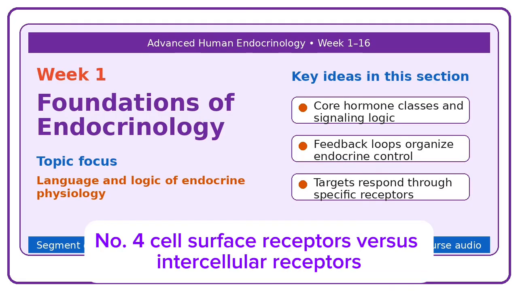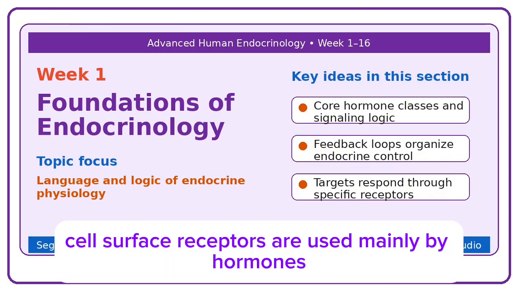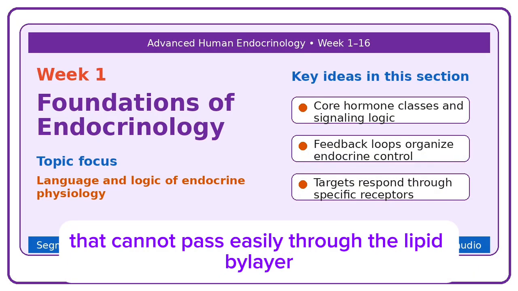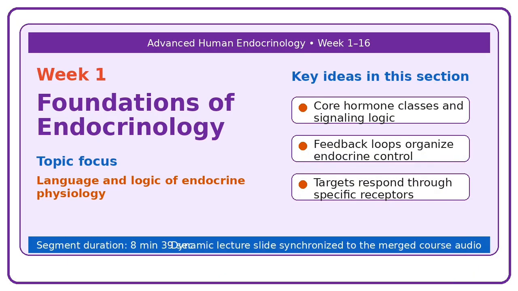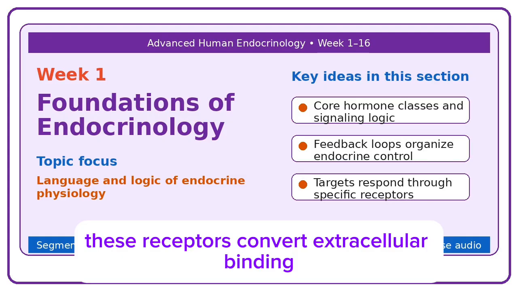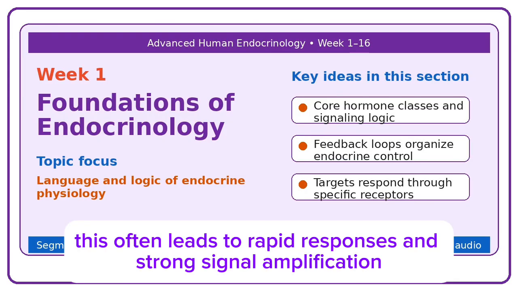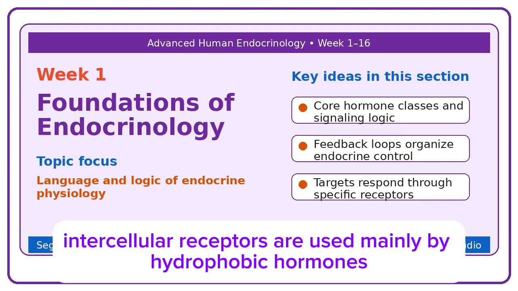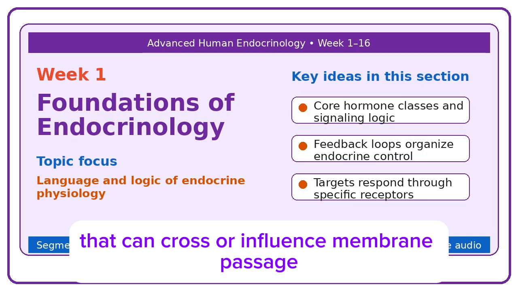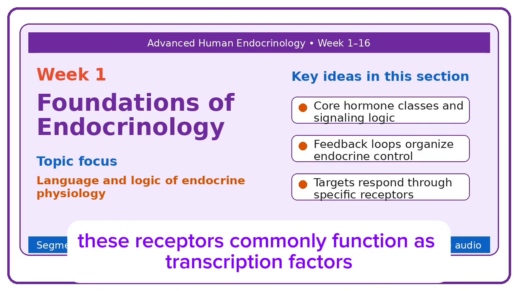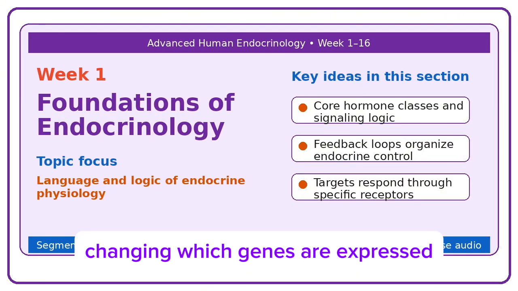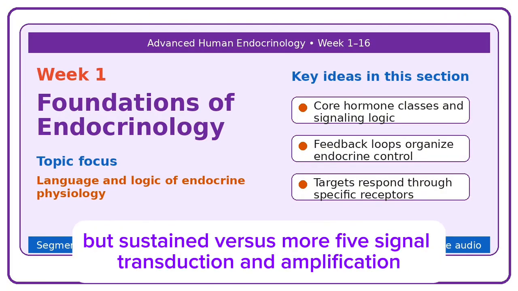4. Cell surface receptors versus intracellular receptors. Cell surface receptors are used mainly by hormones that cannot pass easily through the lipid bilayer. These receptors convert extracellular binding into intracellular signals. This often leads to rapid responses and strong signal amplification. Intracellular receptors are used mainly by hydrophobic hormones that can cross or influence membrane passage. These receptors commonly function as transcription factors, changing which genes are expressed. This often produces slower but sustained responses.